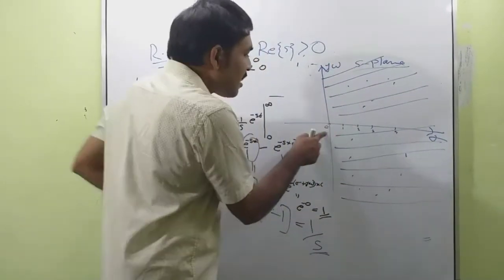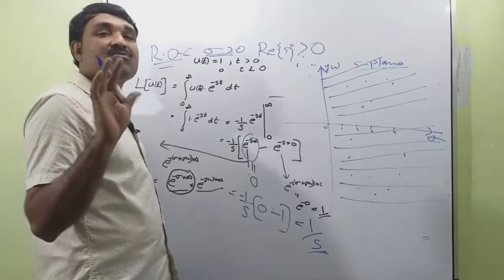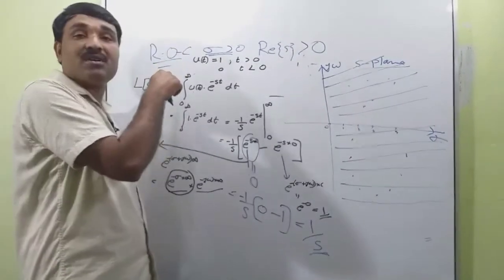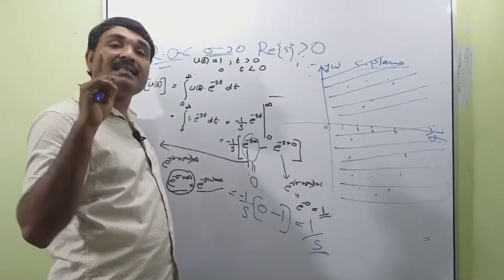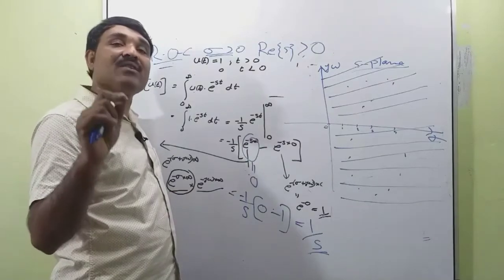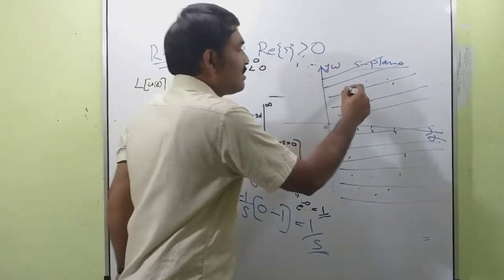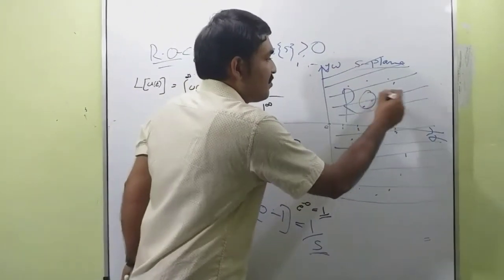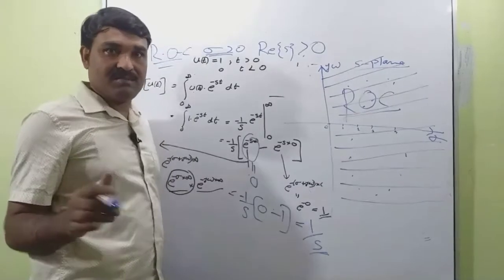So for sigma less than 0, what happens? The Laplace transform does not exist for this function. For this function, the Laplace transform is defined, that is equal to 1 by s, if and only if the region of convergence, that is sigma, is greater than 0. This is our ROC. I think it is clear. If any doubt, you can message.